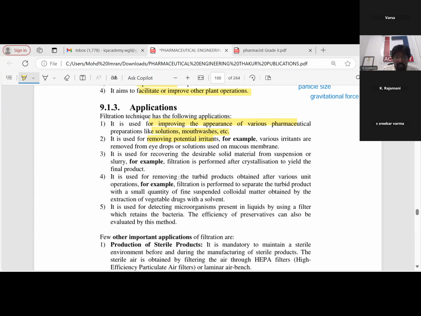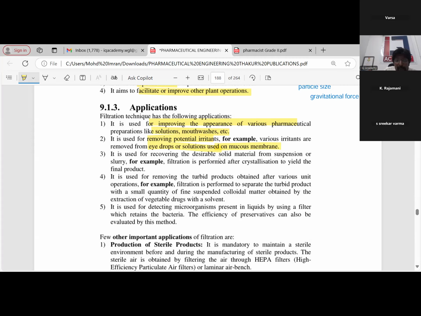So removing of potential irritants, for example, various irritants are removed from the eye drops, as just discussed. And even there are many pastes and other substances which are supposed to be applied on the mucosal layer, and they can cause irritation there. So to prevent that, we are going for filtration.